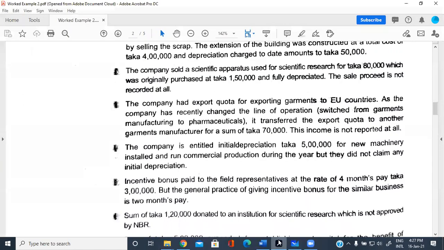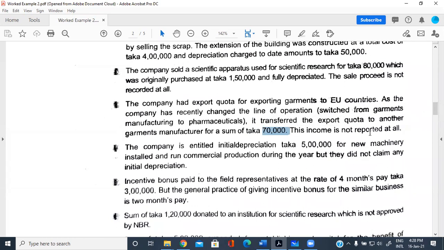Then the company had an export quota for exporting garments to the European Union countries. As the company has recently changed its line of operation, switching from garments manufacturing to pharmaceuticals, it transferred the export quota to another garments manufacturer for a sum of taka 70,000. So it has sold its license. It transferred the export quota for how much? 70,000. This income is not reported as well.